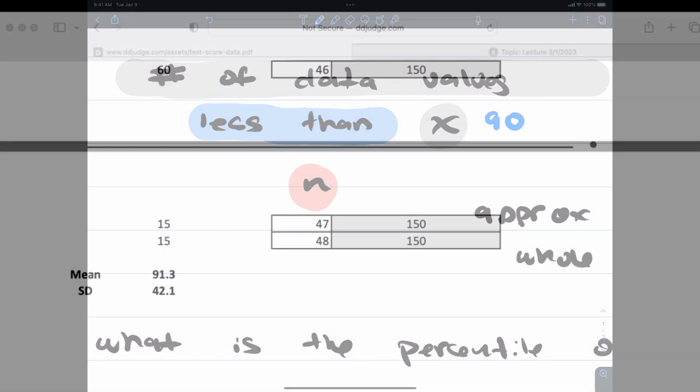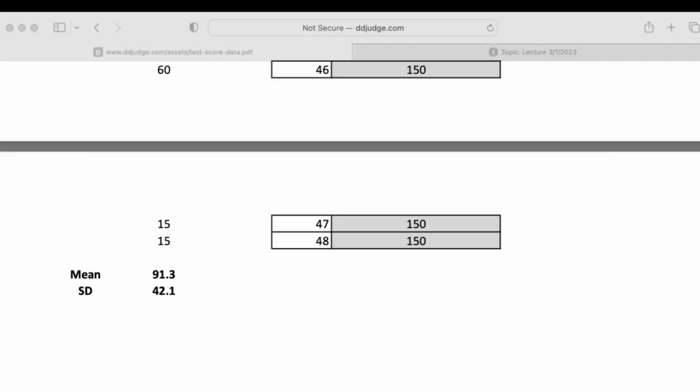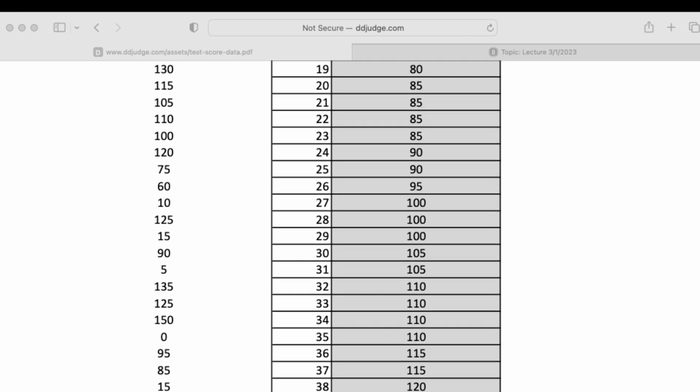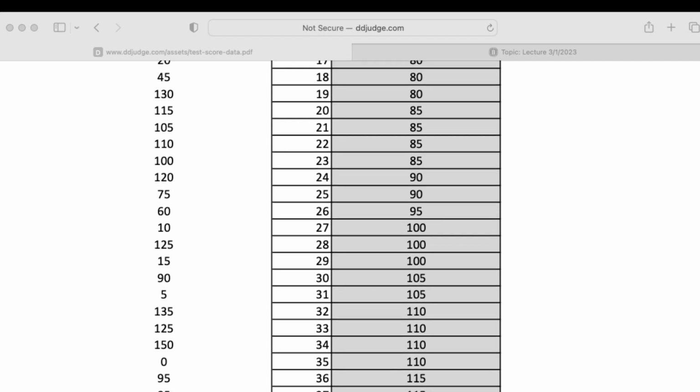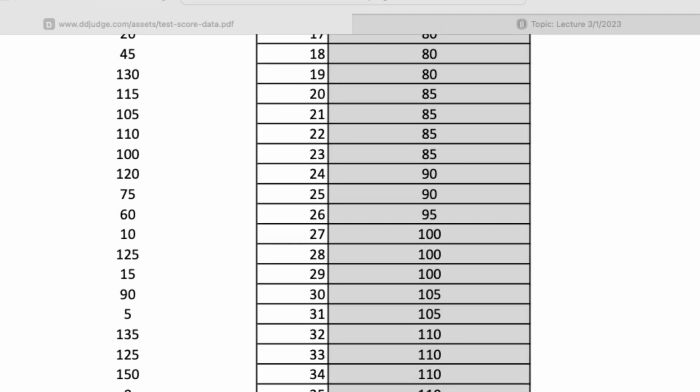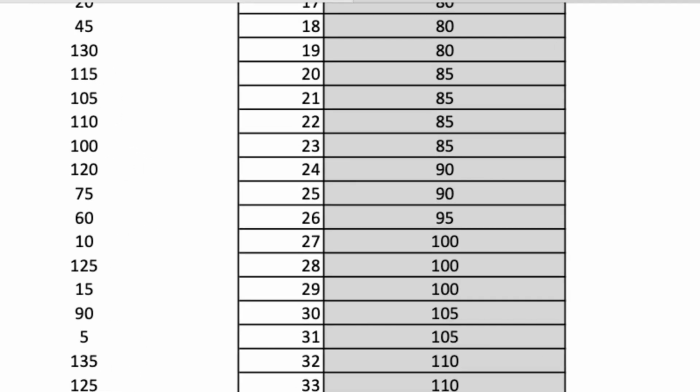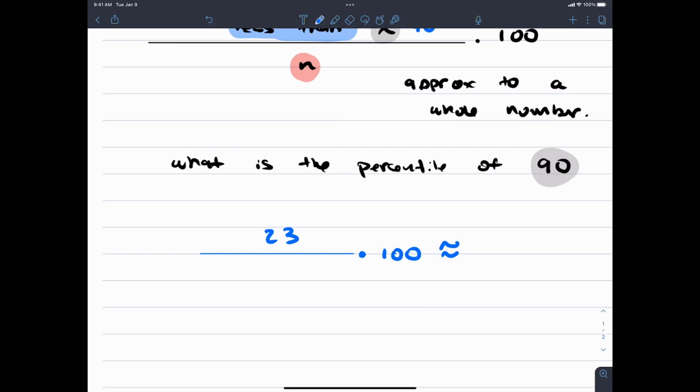So we're going to have to go to the list and look at the list and find where 90 is. I can see 90, but I want you guys to tell me, looking at this list, how many data scores are less than 90? Remember, less than means strictly smaller than. Is that true? So what would you guys say? 23 data values? Is that right?